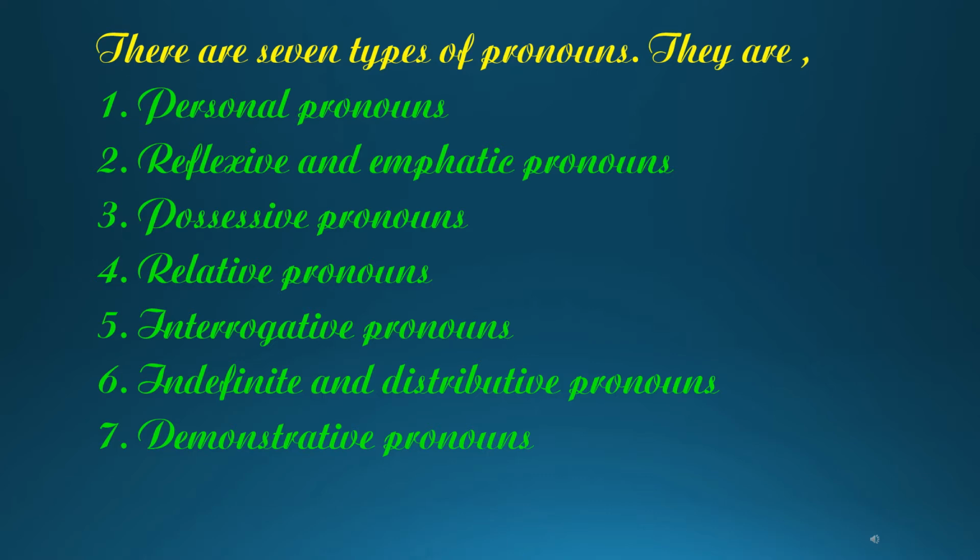There are 7 types of pronouns. They are first, personal pronouns; second, reflexive and emphatic pronouns; third, possessive pronouns; fourth, relative pronouns; fifth, interrogative pronouns; sixth, indefinite and distributive pronouns; seventh, demonstrative pronouns.